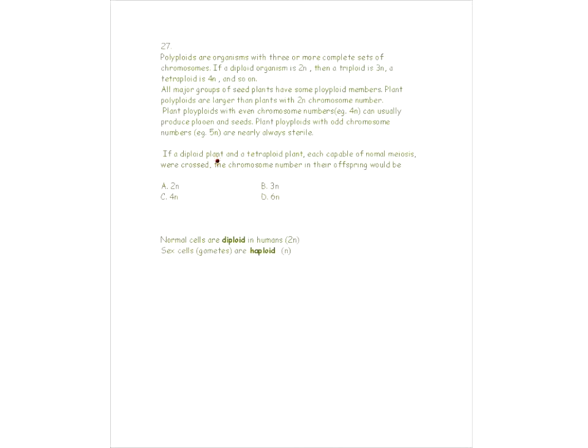sterile. So if we have a 2N plant, a diploid plant, and a tetraploid plant, each capable of normal meiosis, if we're crossing them, the chromosome number of their offspring is going to be somewhere between the two. I'll let you decide what number is going to be between the two. And then again, remember that diploid is 2N and sex cells are going to be haploid or N. That's not really important for this question.